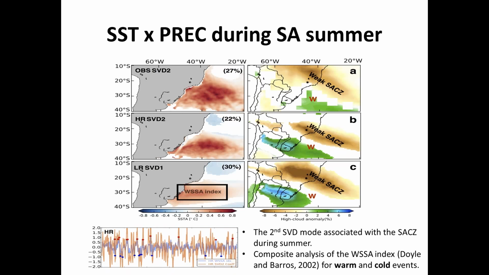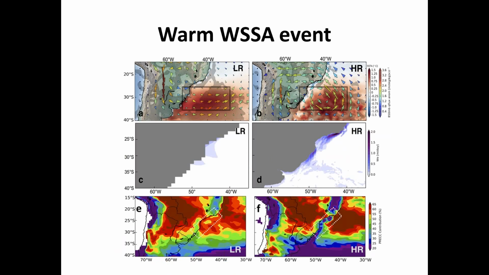So what we do now is compare composites of this. The warm and cold composites of this region, called the West and South Atlantic region, and analyze that in terms of the Brazil current impacts.